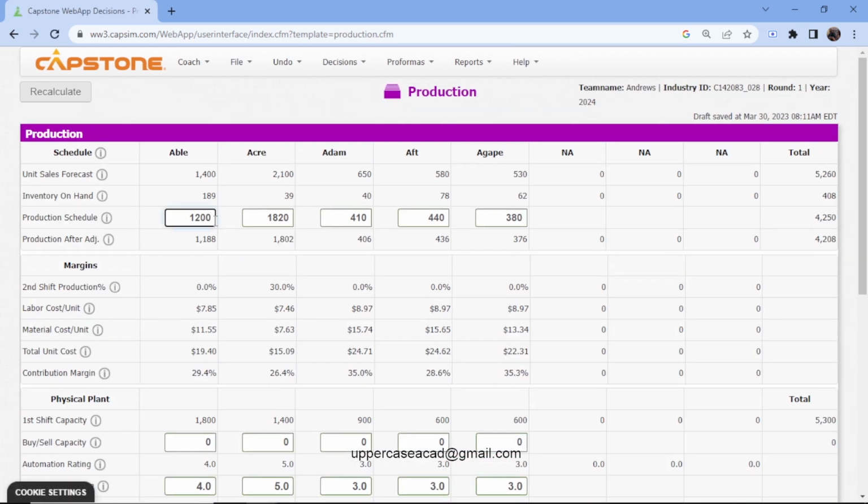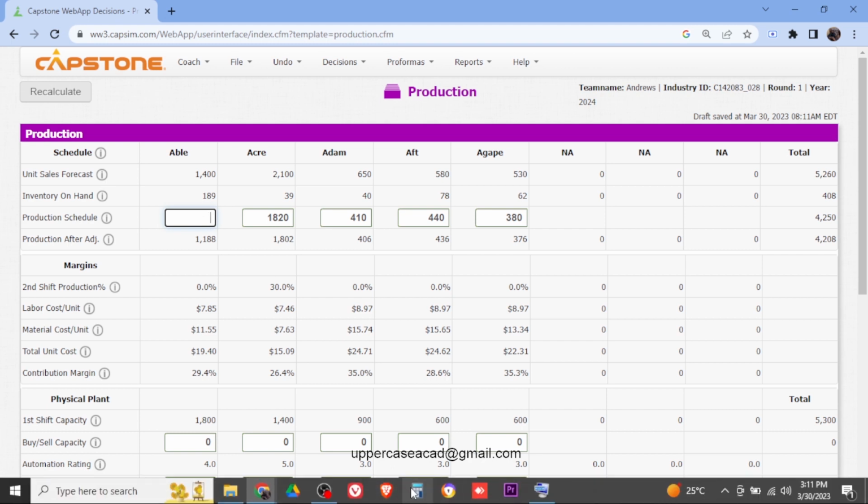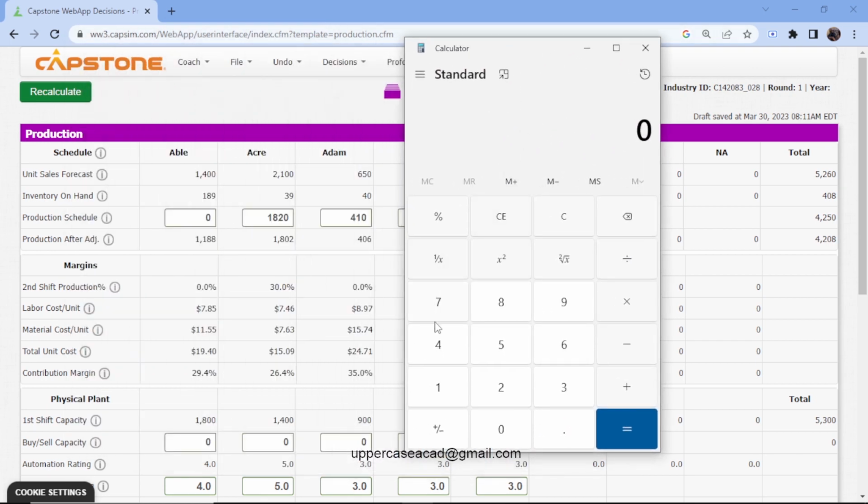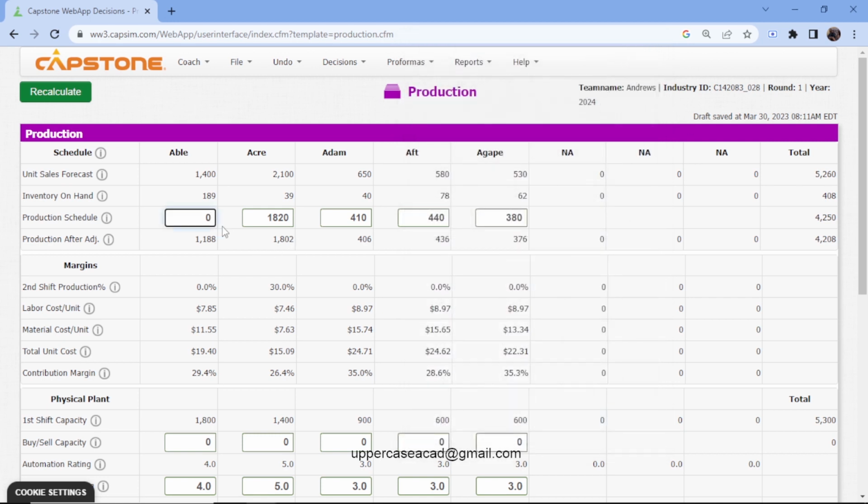So for production here, because I have 189 inventory, to get my production schedule I'll just take my unit sale forecast minus my inventory at hand. So I'll come into my calculator. I'll take 1,400 minus 189. It's 1211. So let me produce 1220, because I want to have extra inventory. I don't want to stock out.